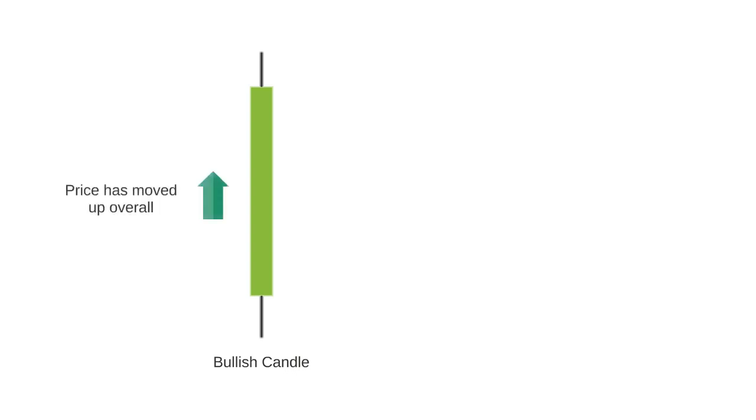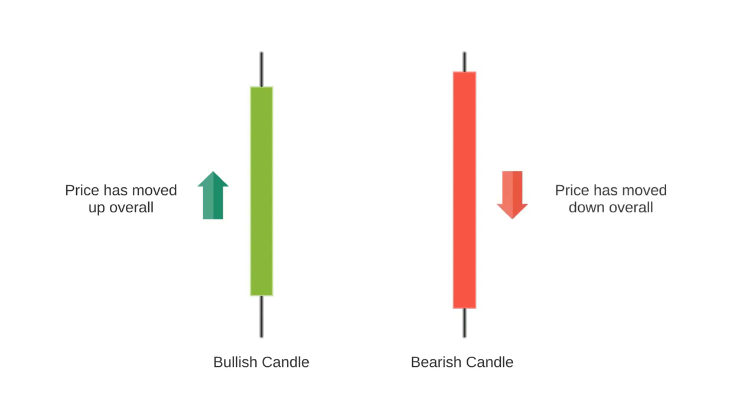The first thing to know about a candle is its colour. We call a green candle a bullish candle, as this signals that the price has moved up overall during the time period it represents. We call a red candle a bearish candle, as this signals that the price has moved down overall in the time period it represents.